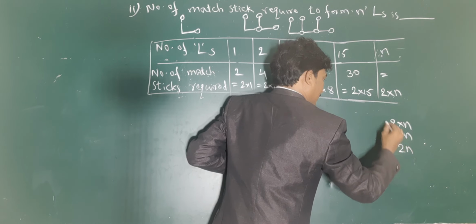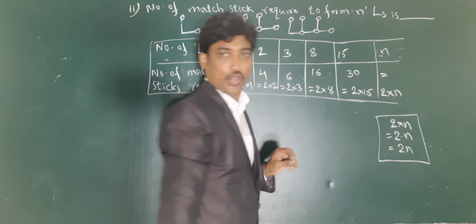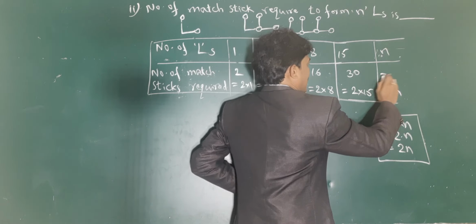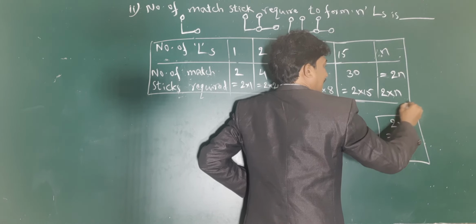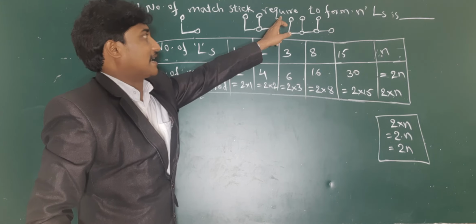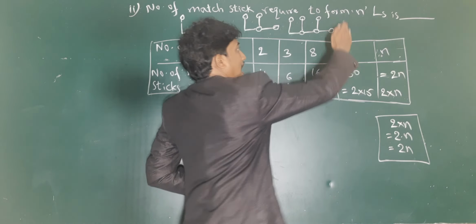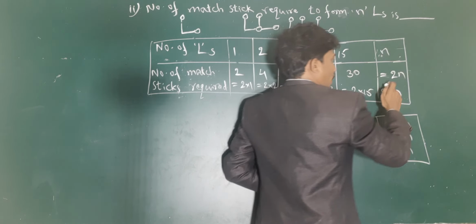All these are the same: 2 into n, 2n. So the number of matchsticks required to form n L's is 2n.